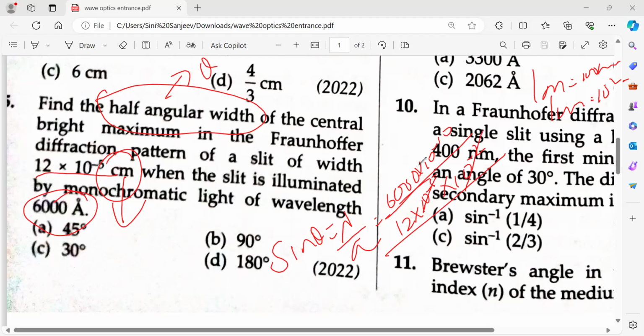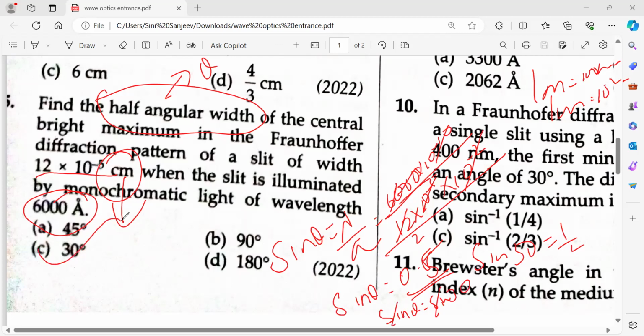So I can cancel all of these things. So sine theta is what I'll be getting? 0.5. Correct? What angle gives 0.5? I know that sine 30 is 1 by 2, that is 0.5. So instead of 0.5, I'll put sine theta is equal to sine 30. So I'll get theta is equal to 30 degree. That's it. Option C is the answer.